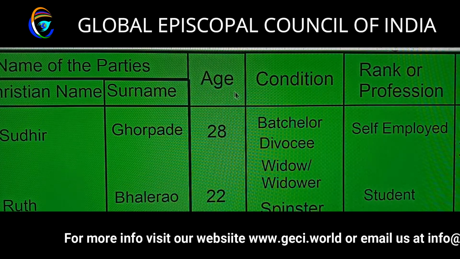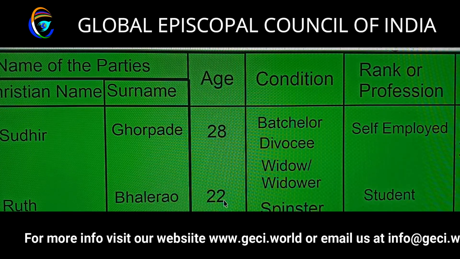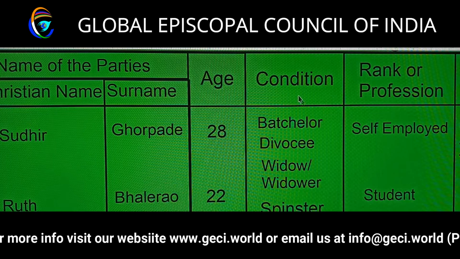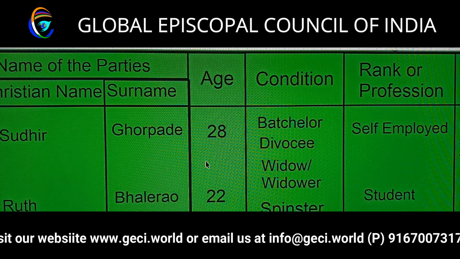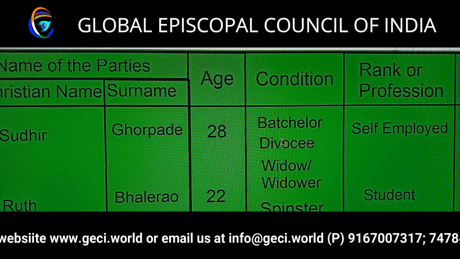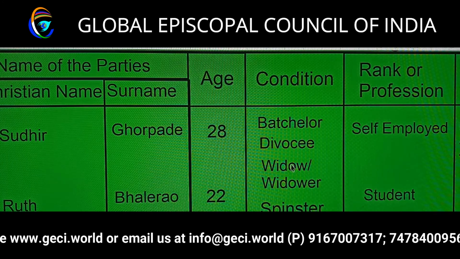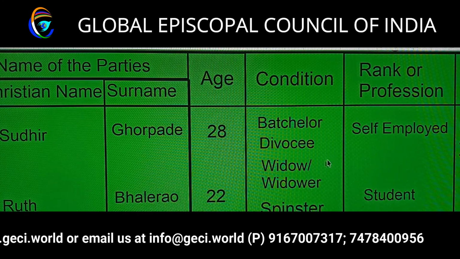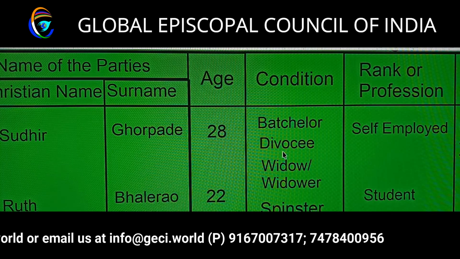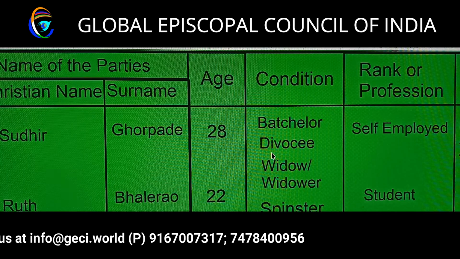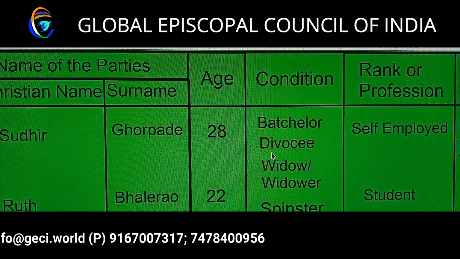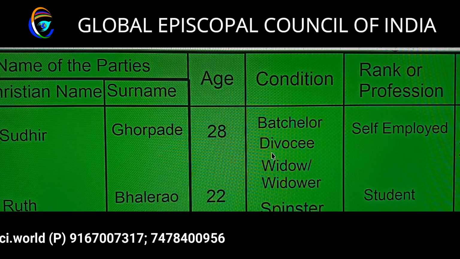Then you have the age, that is 28, 22. I've already explained about this. Then the condition of the boy when he is getting married. If it is for the first time, then you have to write bachelor. If it is for the second time, then you have to write whether it is because of divorce. Then they have to produce a divorce certificate from the court.